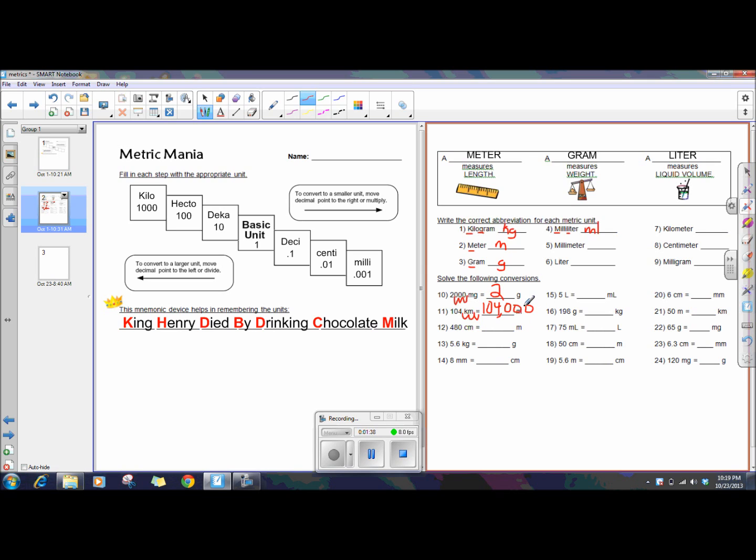Alright. Now we're going from centimeters to meters. So I'm starting here, and I'm moving just 2 places. See, once, twice. So I'm only going to move this decimal 2 places. So this would be 4 8/10 meters.